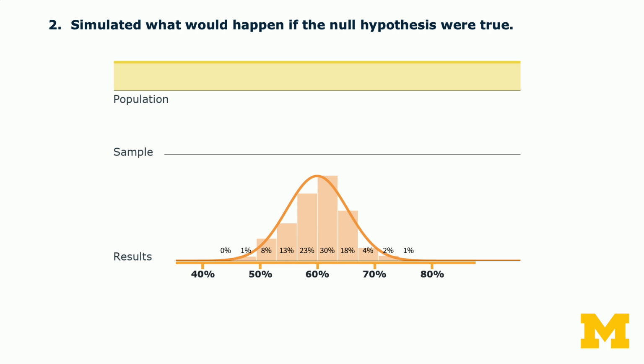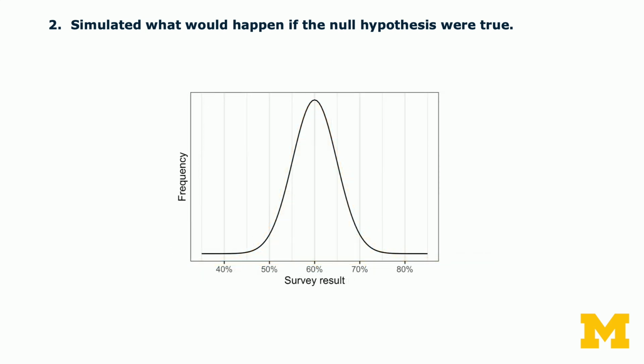But if we did this infinitely many times, which is something you can't do with a computer, but you can do with some algebra and some math, and mathematicians have worked this out for us happily. So we get this curve. And so that is where our distribution of what would happen in the null world came to be. That's just a little bit of the story behind it.